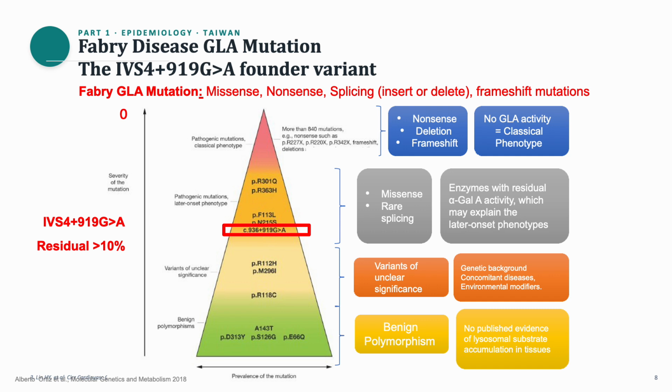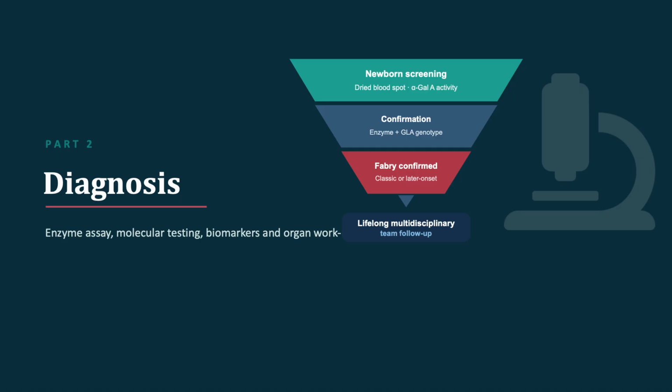At the far end, benign polymorphisms and variants of uncertain significance are a reminder that not every GLA change is disease-causing, which is where lyso-Gb3 and family data help us decide. Now, how do we actually make a diagnosis, and why does the strategy differ by sex?